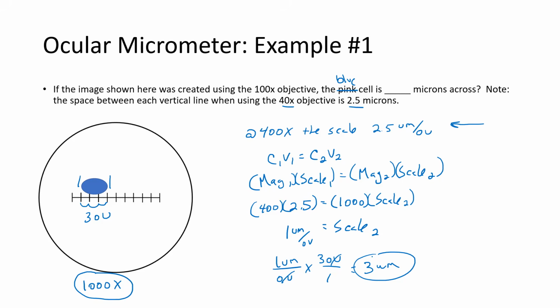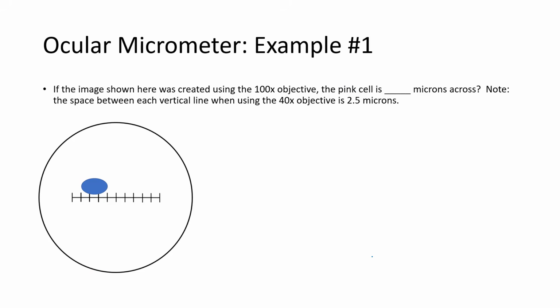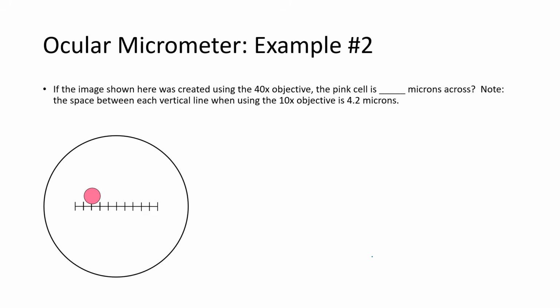Let's do one more practice problem, right? It's a similar problem. If the image shown here was created using the 40x objective, the pink cell is blank microns across. In this case, it is a pink cell, right? So this is the same kind of problem. We're going to use this mag 1 scale 1 equals mag 2 scale 2 formula. We're going to plug in our numbers.